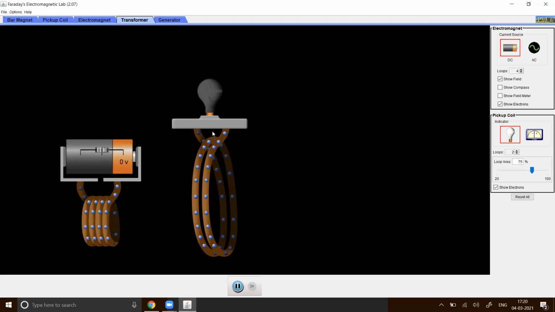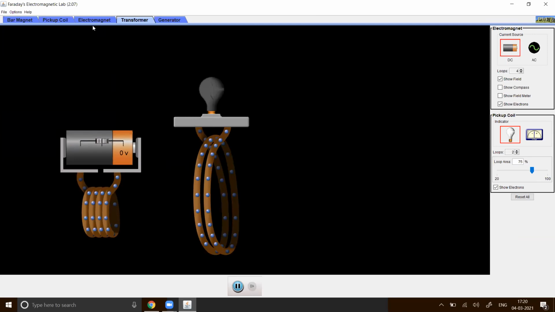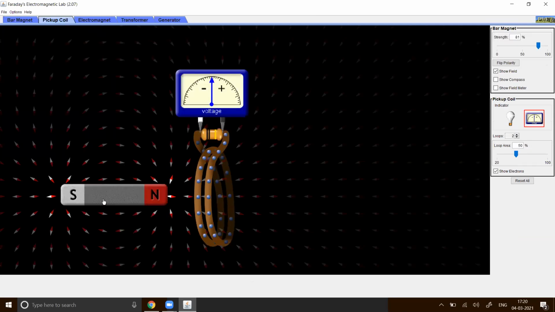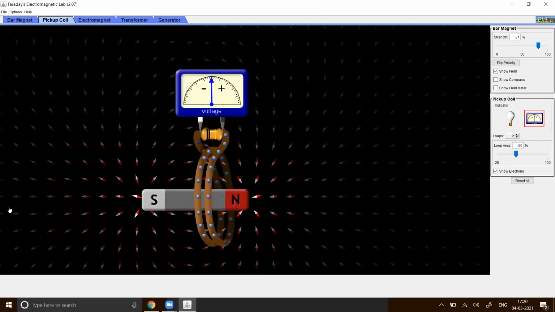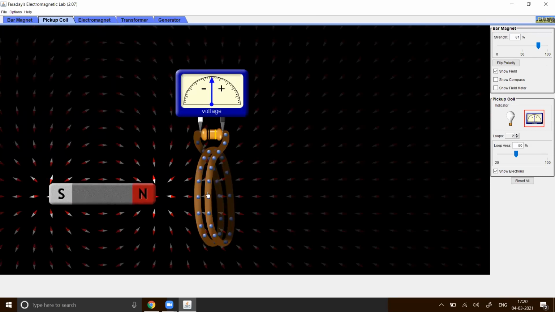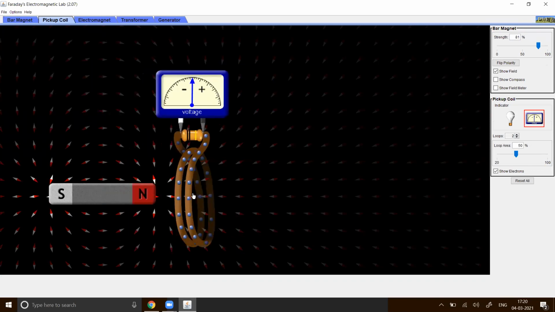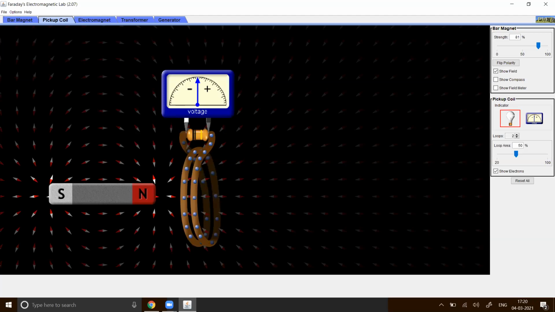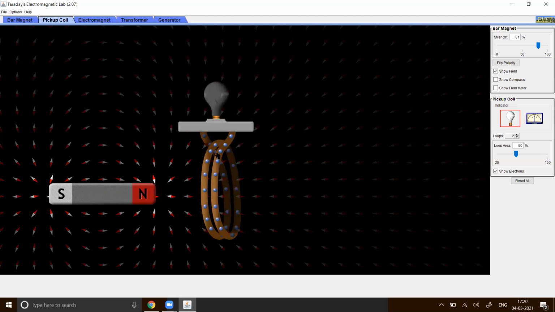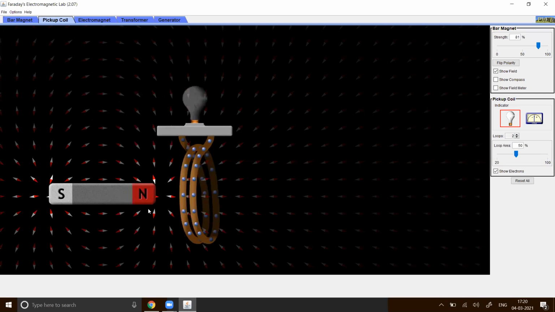Okay. So what do I mean by relative motion? Can someone tell me? We have a misconception saying that only the magnet should be moved and the pickup coil is kept stationary, but I can do the reverse also. See, you're able to observe galvanometer shows deflection. The bulb is a better option for this. So the magnet is stationary, but the pickup coil is moved.